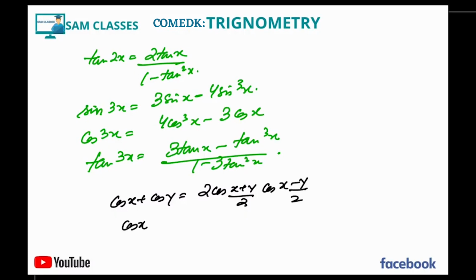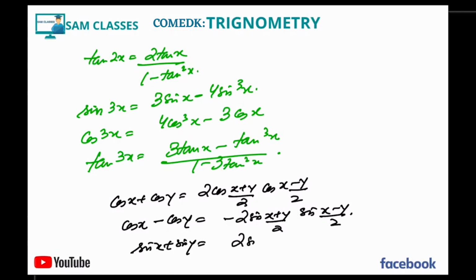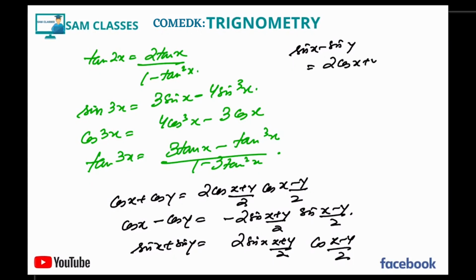Okay. In cos, we have both the same. Cos x minus cos y. So in minus case, minus 2 sin x plus y by 2 sin x minus y by 2. Okay. Next we have sin x plus sin y. So that is equal to 2 sin x plus y by 2 cos x minus y by 2. Okay, so pretty simple. Now one last formula, sin x minus sin y. 2 cos x plus y by 2 into sin of x minus y by 2.